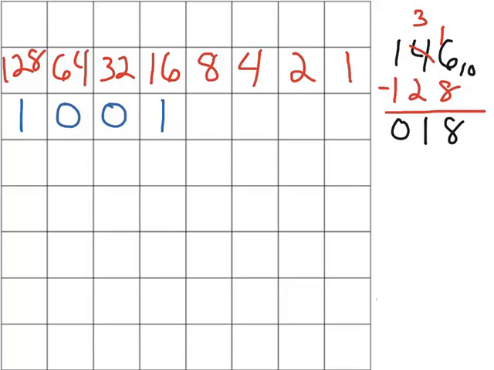So I have a 1 in the 128, a 0 in the 64, a 0 in the 32, and a 1 in the 16. Well, I repeat the steps. I remove 16 from my 18 decimal number. So I'm just subtracting 16 from 18. And what am I going to get? Well, that's just going to be a decimal number of 2.